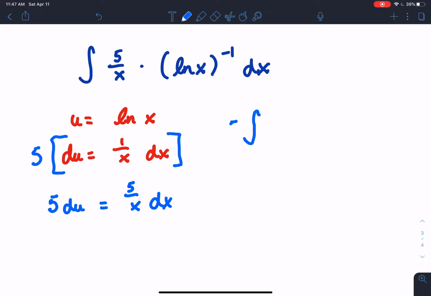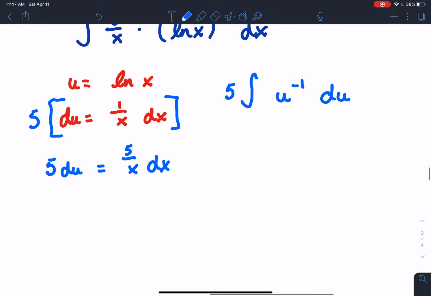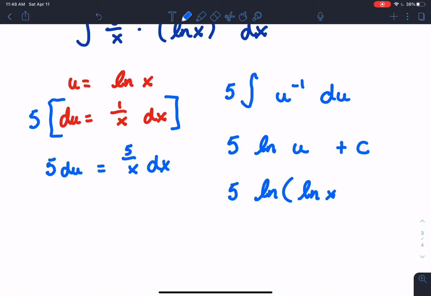So you're going to put the 5 out front. Then you have u to the negative first du. Your antiderivative of something raised to the negative first is ln of u. So this becomes 5 ln of u plus c, and then you just plug the u term back in. So you have 5 ln of ln x plus c.